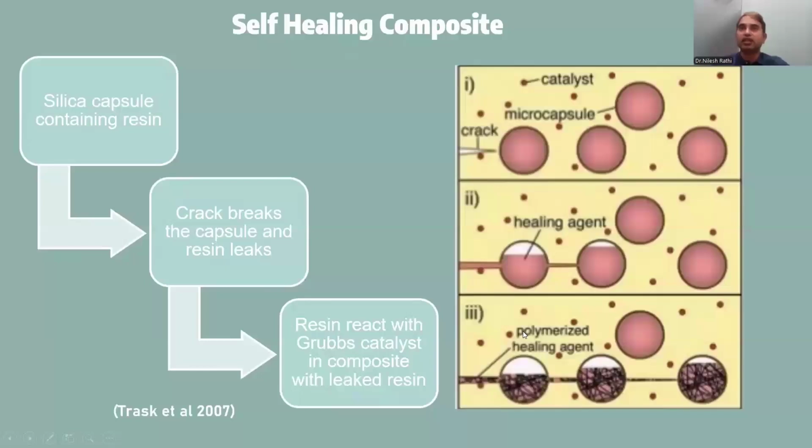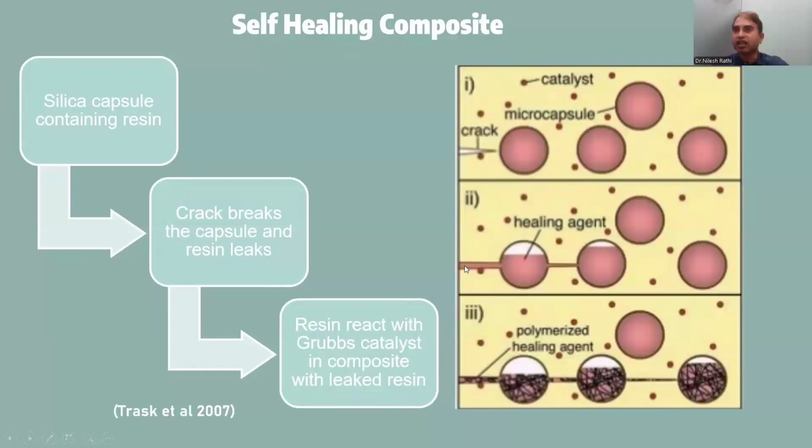that is coming in the field of composite is self-healing composite. This will also be termed as a smart material. Now, what exactly is self-healing composite? The composite is made out of resin matrix, and in that resin matrix, they have got Grubbs catalyst. So, whenever a crack is propagating in the composite, it will fracture the silica capsule containing the resin.